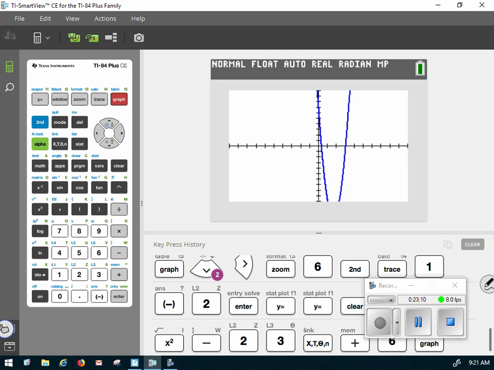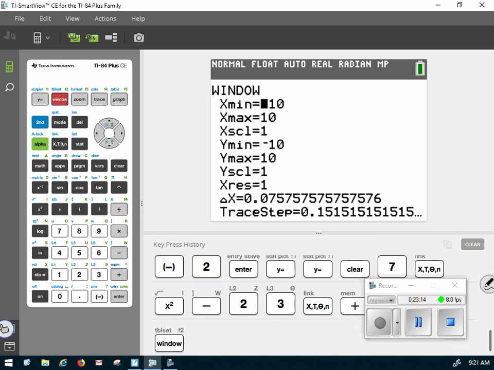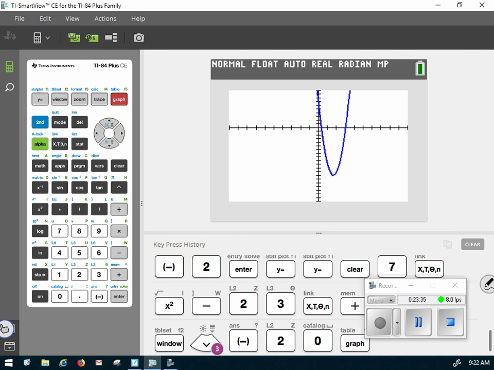How do we see the vertex? What do we need to change? What do we change on the window? Y minimum, because we need to see lower. So we want to change the Y minimum. What do you want to try to change it to? Well, it has to be negative, right? Negative 15 or 20. Okay, try negative 20. All right.